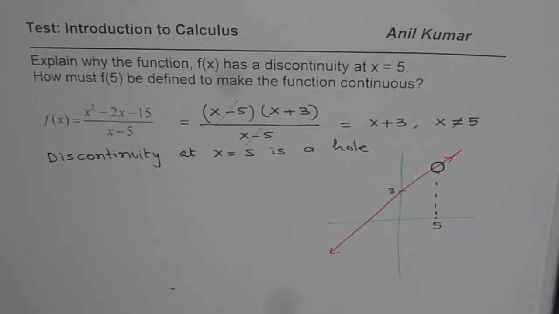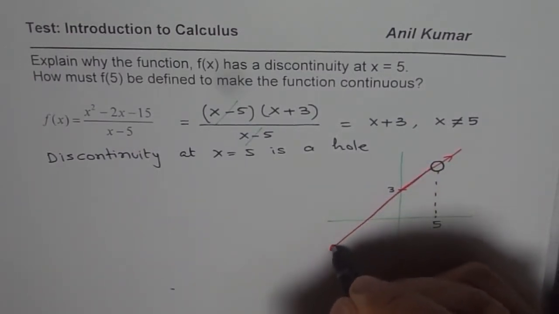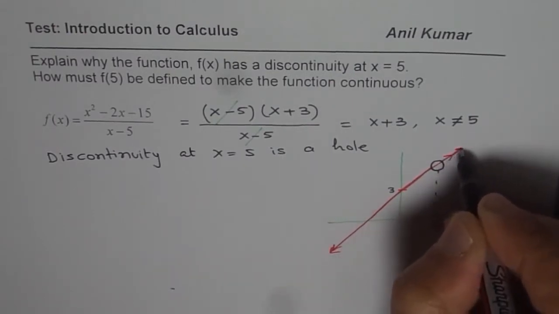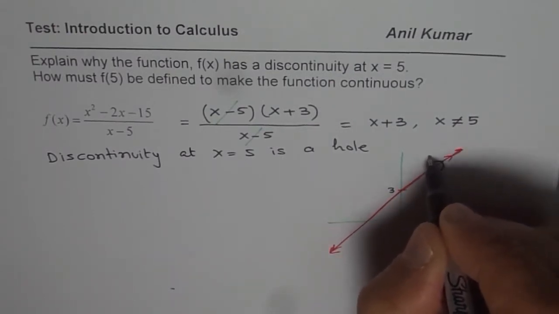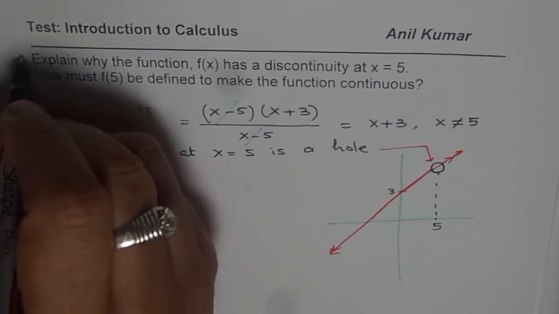So basically we have a hole, and I should have drawn it in a lighter color. So actually speaking, it is this part, right? There is a hole in between, so that is the discontinuity. So we're talking about this hole at x equals 5. Now the second part, so we have answered the first part.